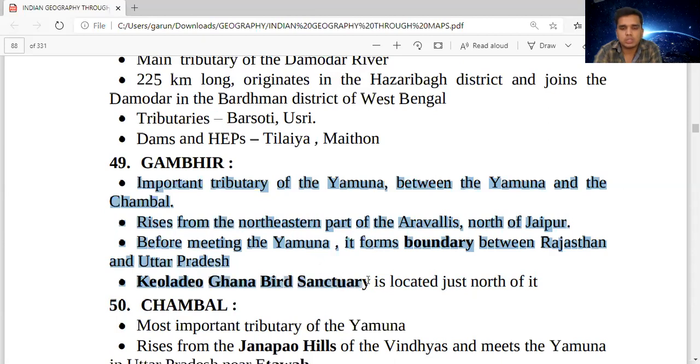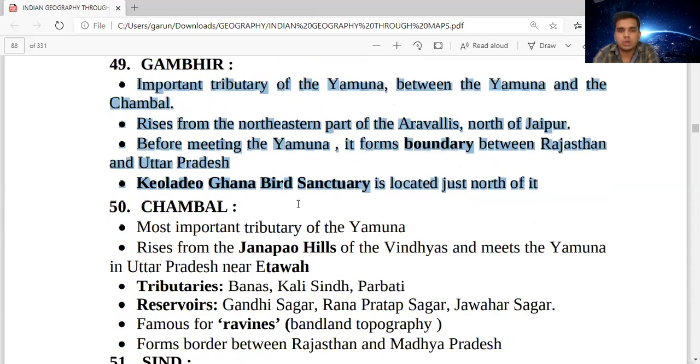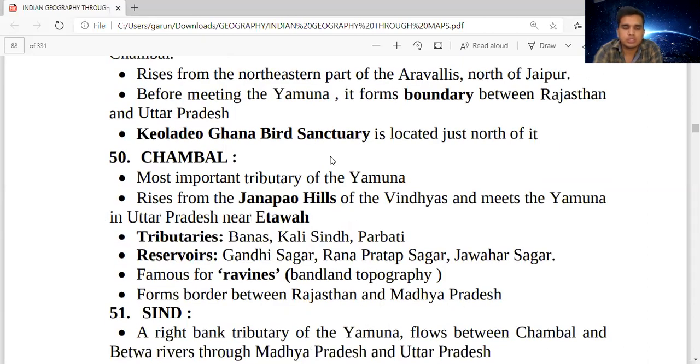Keoladeo Ghana Bird Sanctuary is located just north of it. It is very famous, especially if you are a professional photographer. I know about Keoladeo Ghana Bird Sanctuary because many photographers visit there, and the best birds that arrive in India are seen in Keoladeo Bird Sanctuary. The most beautiful birds can only be seen there.